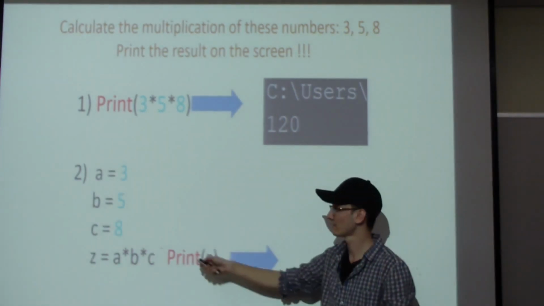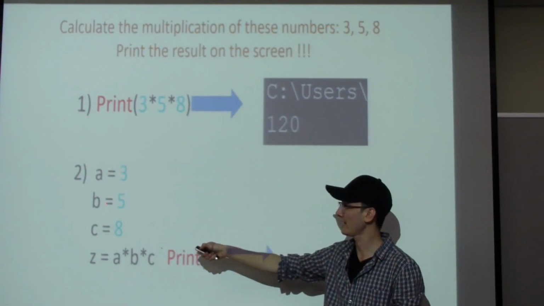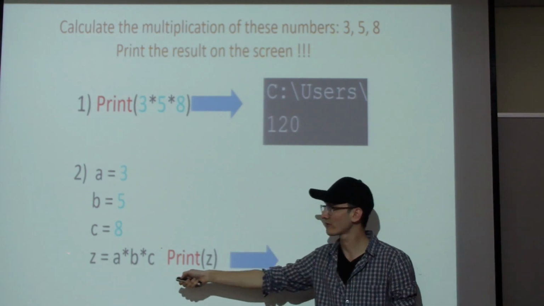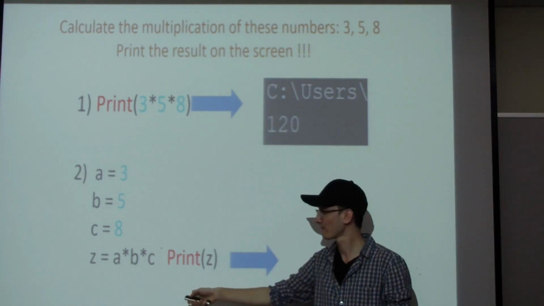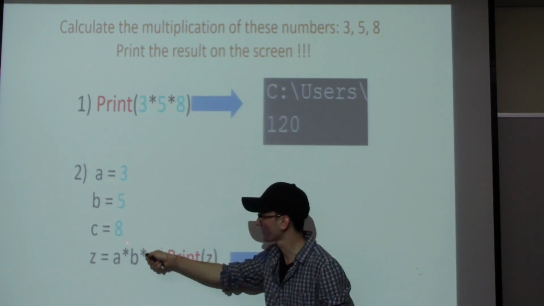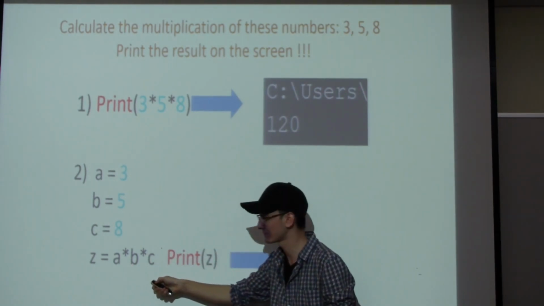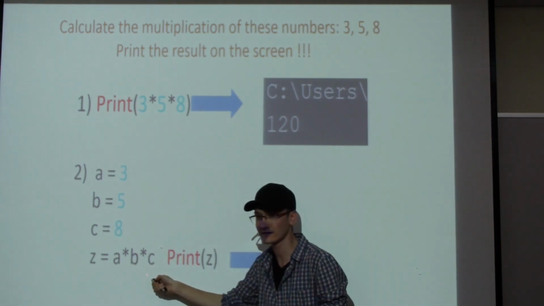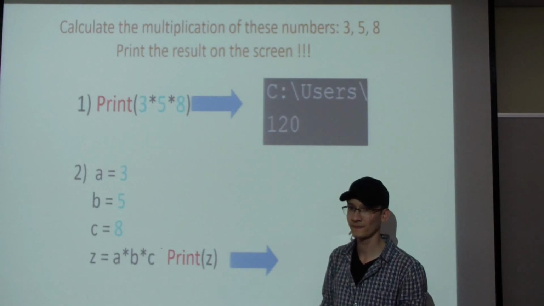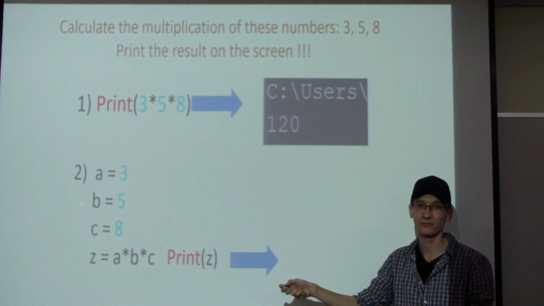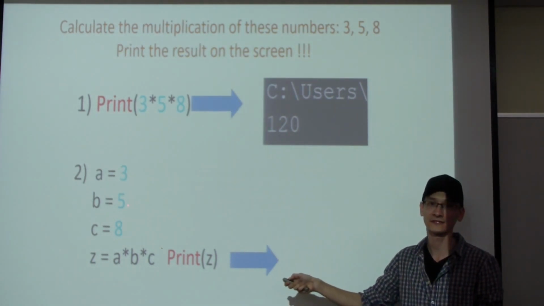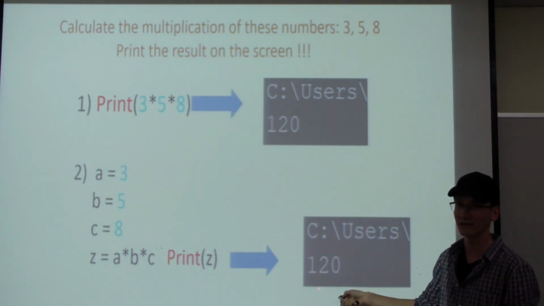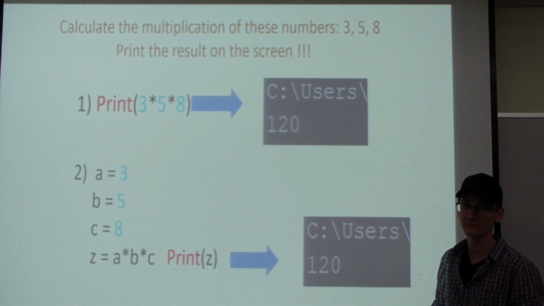Or we can create variables, variable A, B, C, and we give these numbers. And we created another variable, Z. Now these numbers come here, and we will have the result, and Z takes this result, and we are printing Z. It takes a lot of time. It's not necessary to do this. 120, the same result.